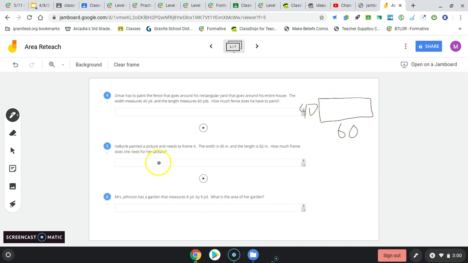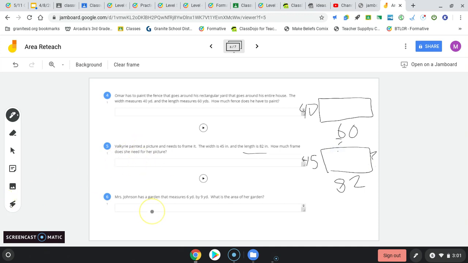Okay, Valkyrie painted a picture and needs to frame it. The width is 45 inches and the length is 82. How much frame does she need for her picture? So this is the same thing. We're kind of trying to trick you a little bit by only giving you 2 numbers, right? 82 is the length, 45 is the width. So don't forget these 2 missing sides that we didn't talk about there.